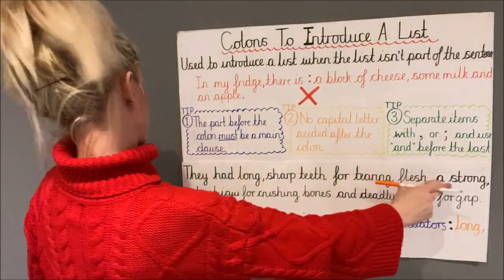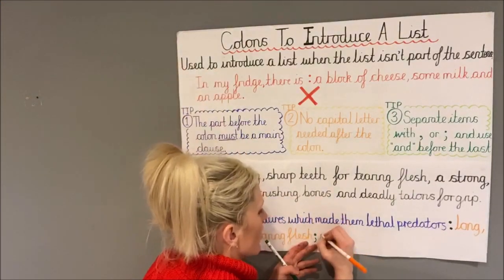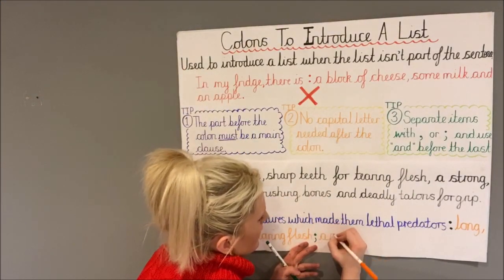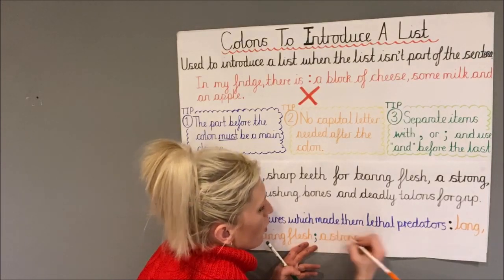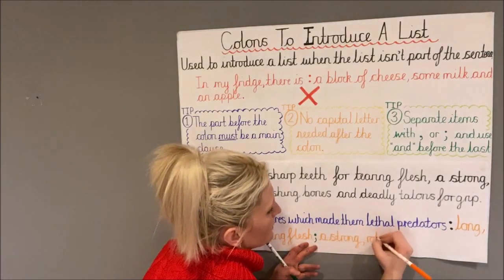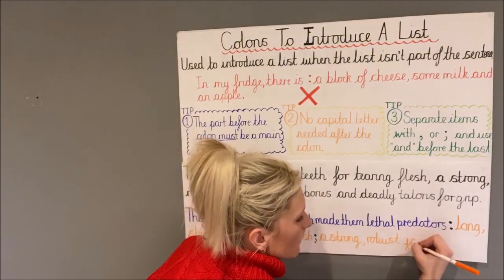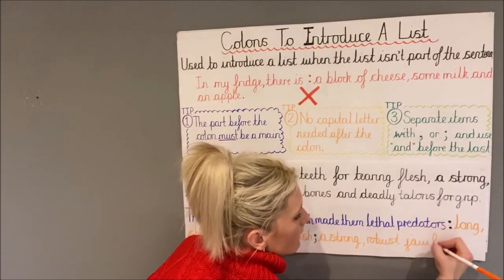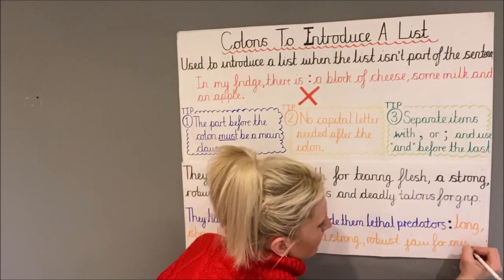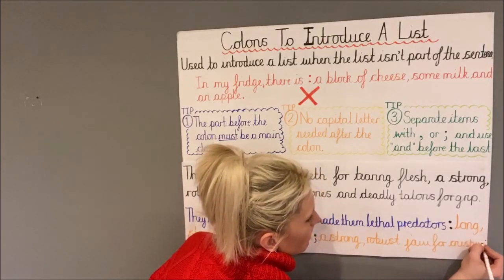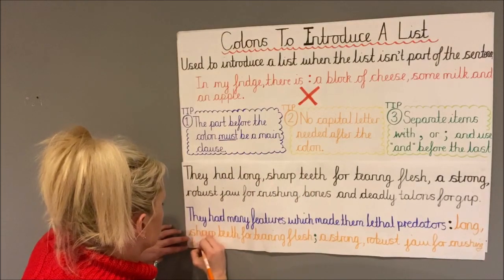The next item is a strong, robust jaw for crushing bones. So I'm going to write that next. Again, we don't need a capital letter. So a strong, comma, robust jaw for crushing. I think I can squeeze it in. Just crushing bones.